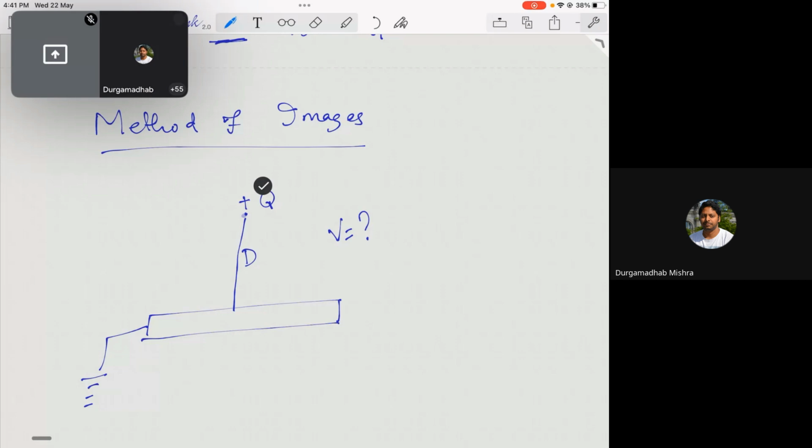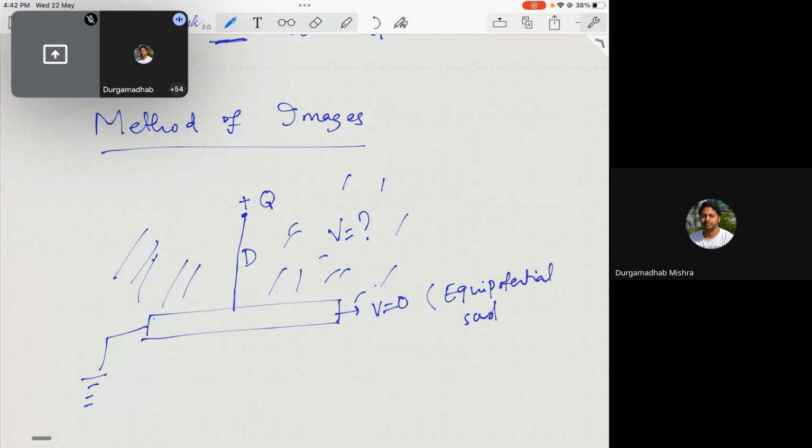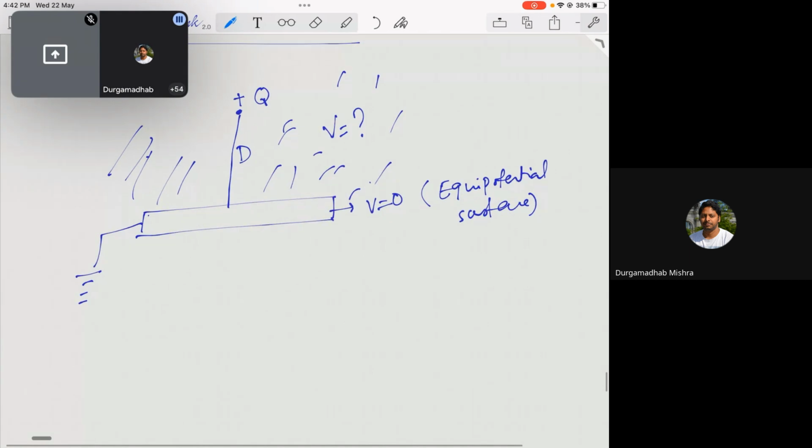So what is the potential above the conductor, in this region? We want to find the potential anywhere in this region due to this situation. So we have positive charge Q, and we have a conductor which is grounded. So V will be equal to 0 here, which is also known as an equipotential surface.